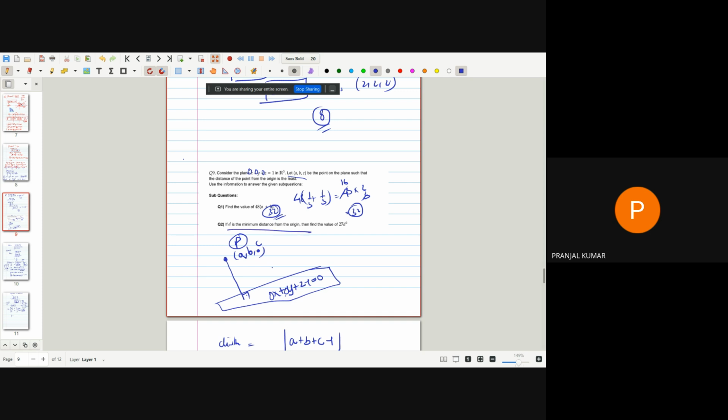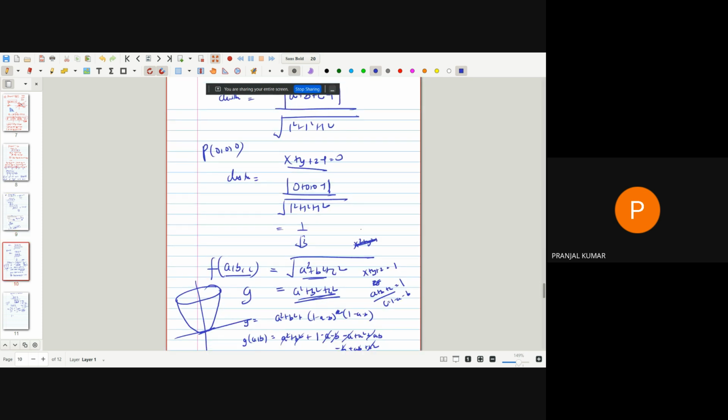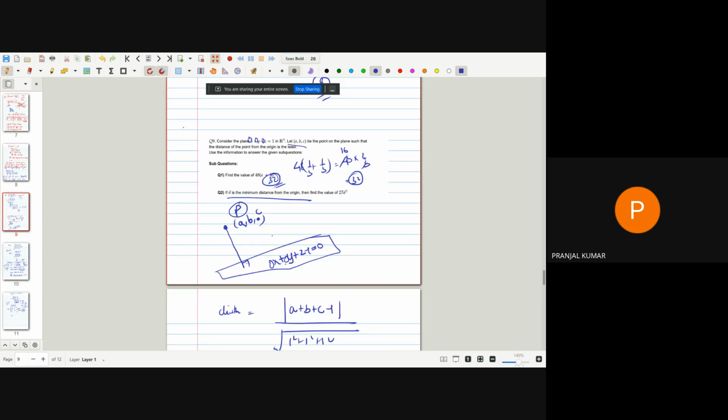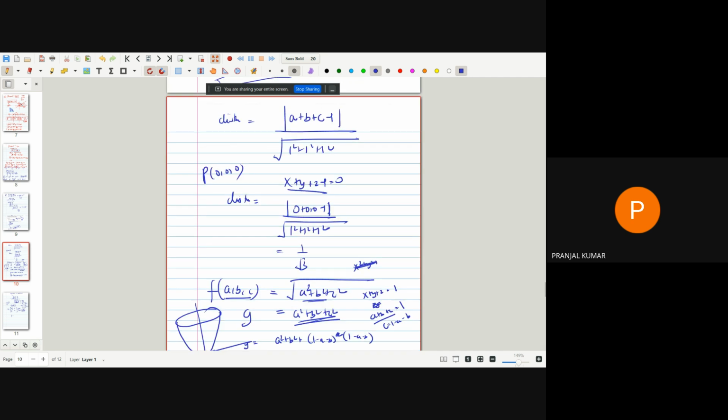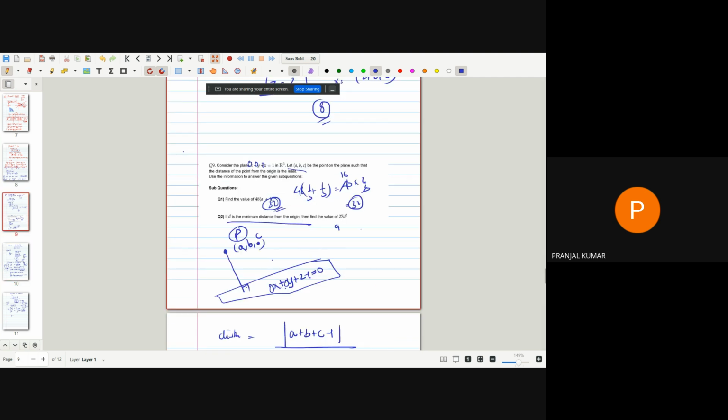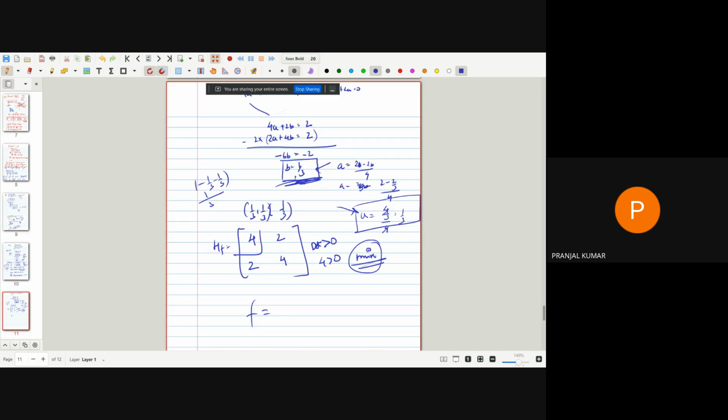Now, if D is the minimum distance, what was D? D was square root of 1 by 3, if you remember the formula. So they are asking you 27 D square. So 27 into 1 by 3, which is 9. Is this clear? If you remember the formula, very good. Otherwise, you have got your points, and you can just substitute the values.